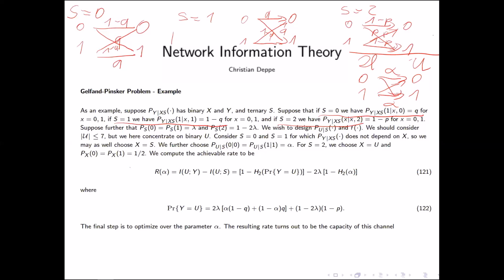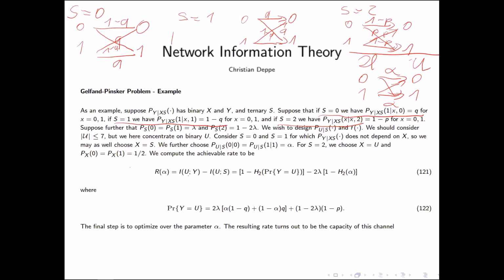And now we do the following. If s is equal 0 or s is equal 1, then we know that it doesn't depend on x. So the idea is that we then choose x is equal s. Otherwise, if s is equal 2, then we choose x is equal u. And now for this case, we can compute the rate by this formula with this very special u here. We know that the rate is equal to the mutual information between u and y minus the mutual information of u and s.